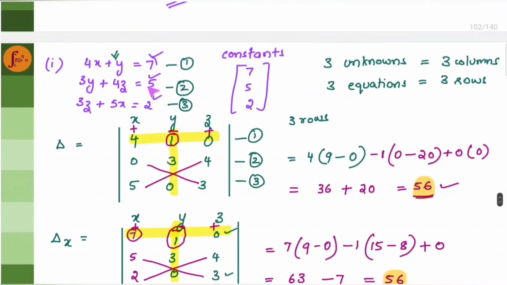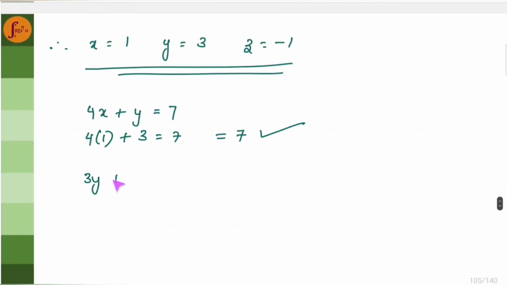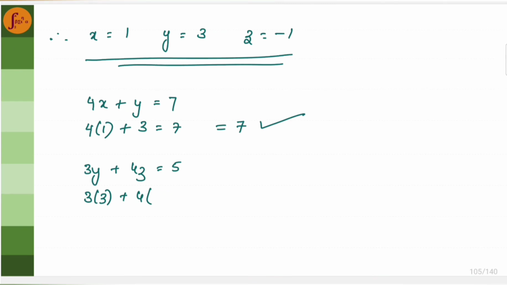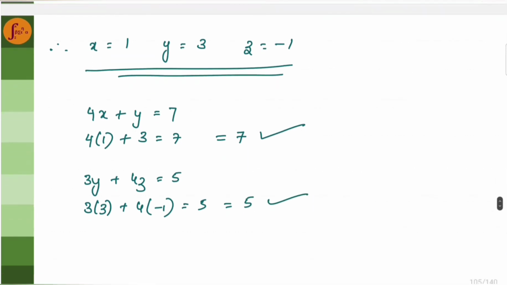Now let's see if the z value is also correct. Let's take the equation which has z. Equation 2: 3y plus 4z is 5. Now let's substitute. Y is 3, z is -1. So 9 minus 4 is 5. So this is also correct. We have verified that these values are correct. This is just an additional step for you to check if your answer is correct. It's not necessary to do this step, just for verification.